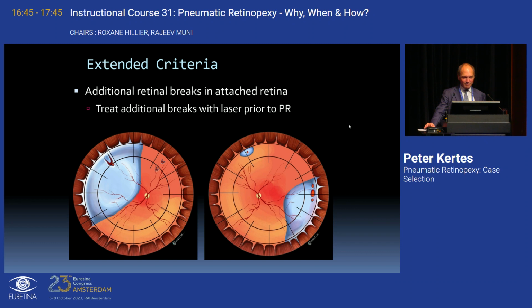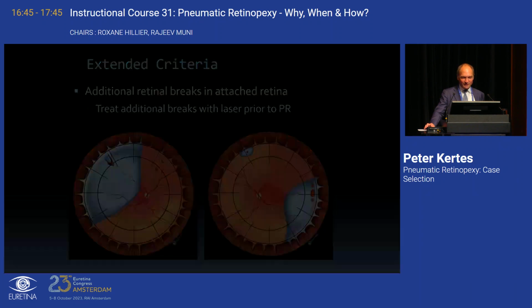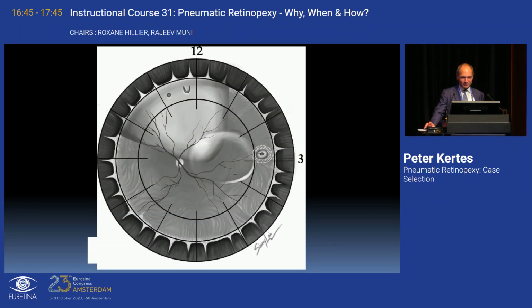So here are a couple examples of those. The patient on the left has a couple breaks superiorly that are unrelated to the detachment. The patient on the right has a small hole with a small amount of subretinal fluid unrelated to the retinal detachment. If we drill down a little bit on that patient on the right, we first treat that little hole with a small amount of surrounding subretinal fluid with laser.